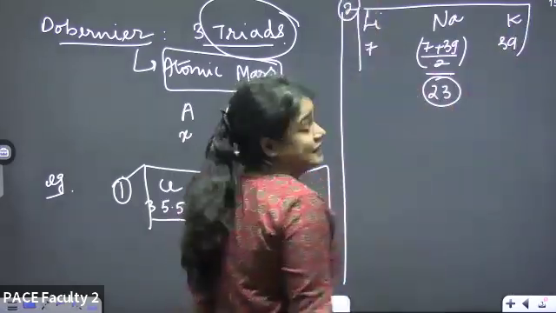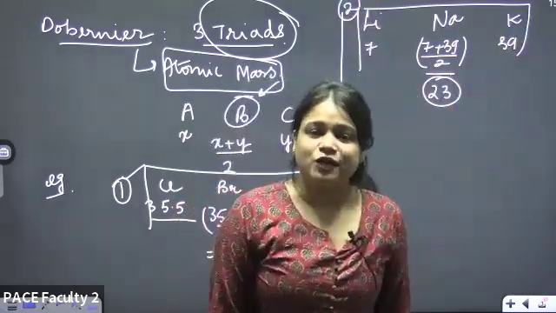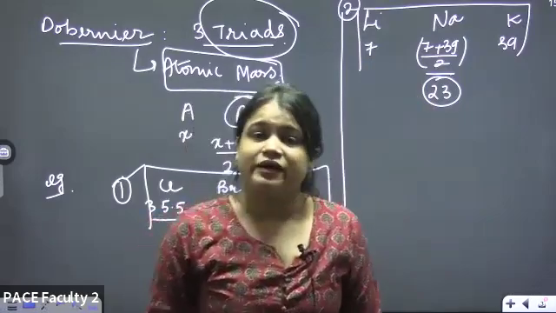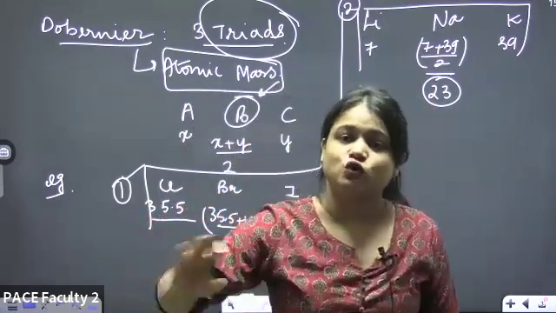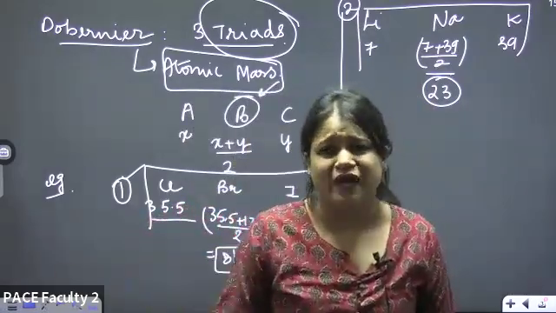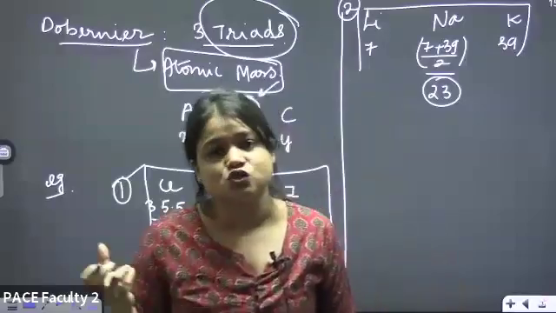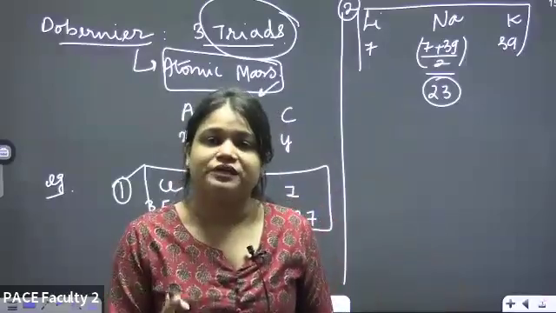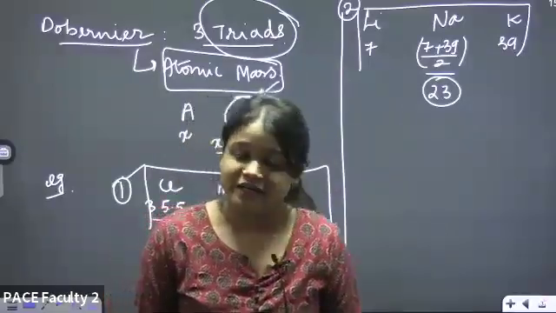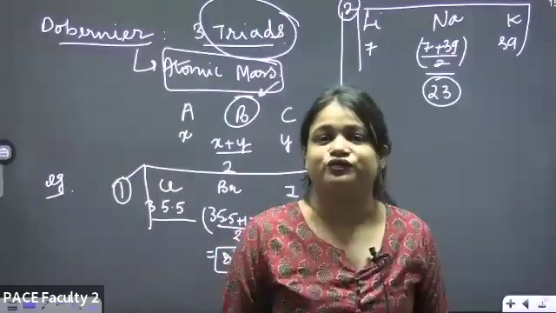So what did Dobereiner do? He made one more triad. Like that, Dobereiner made 3 triads, but unfortunately, all other elements could not be classified into groups of 3. Why? Because their atomic masses could not be put in such a combination of averages. That is why Dobereiner's method had to fail.